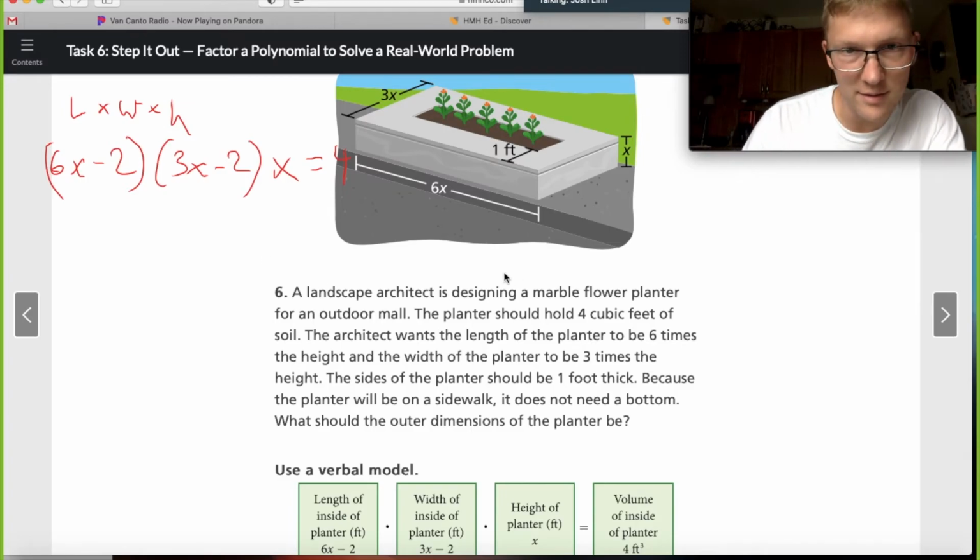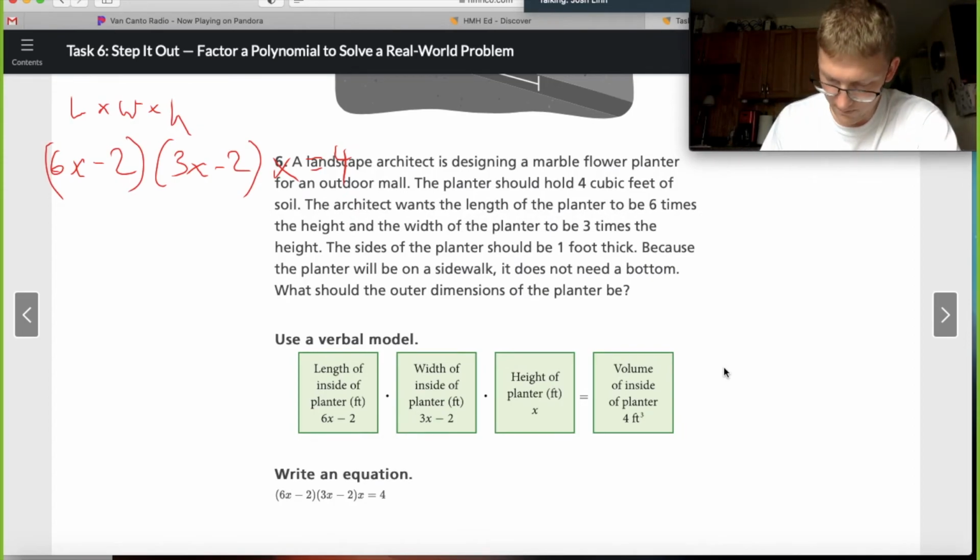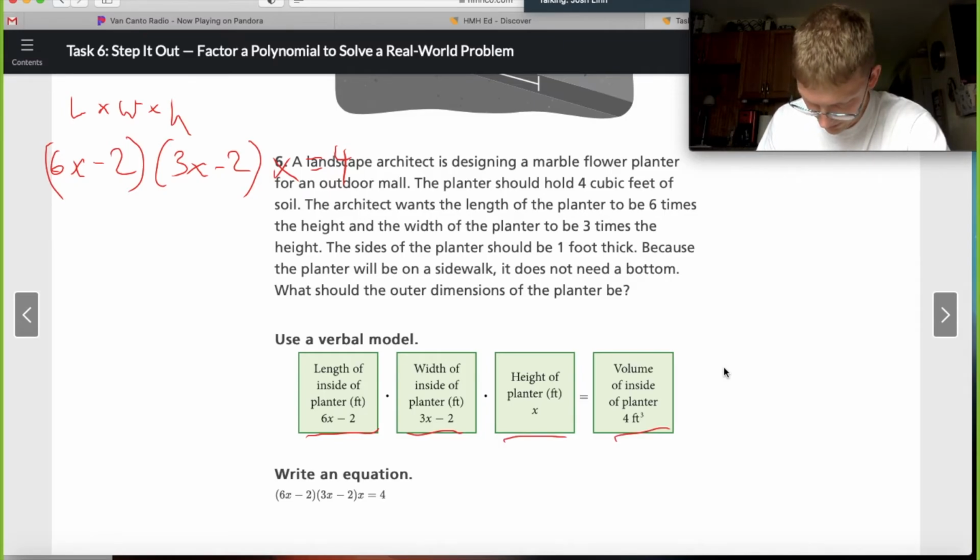or dirt. Don't let a soil scientist hear you call it dirt. So just to make sure, this is what they've got: 6x minus 2, 3x minus 2, x equals 4 feet.